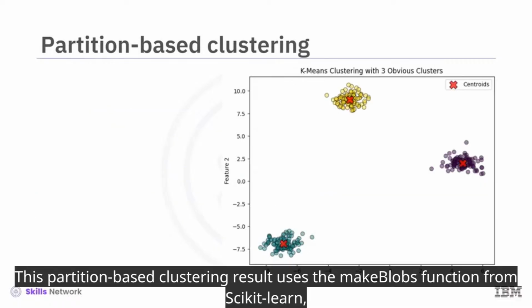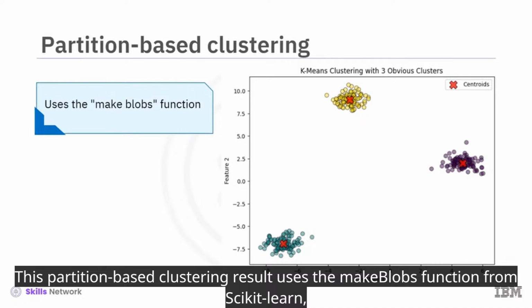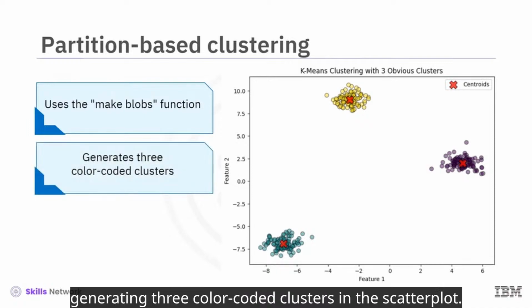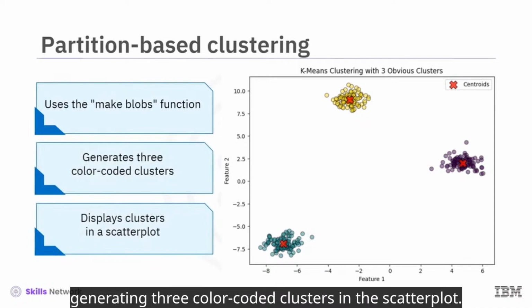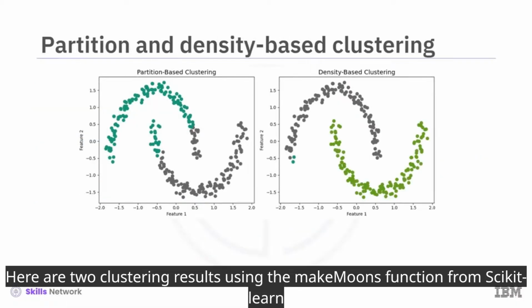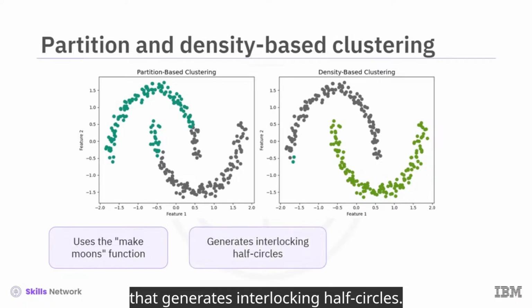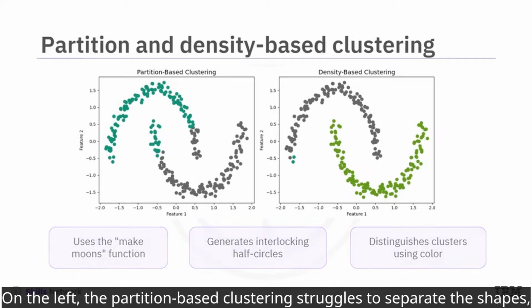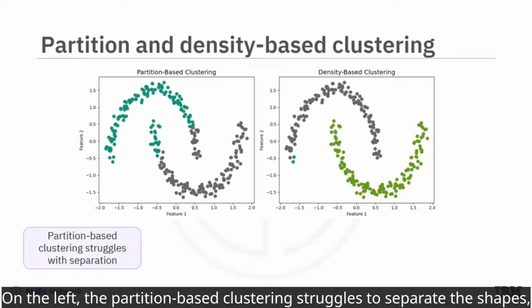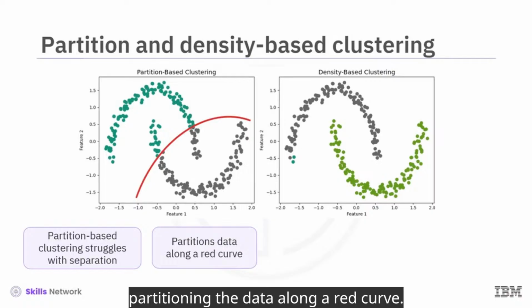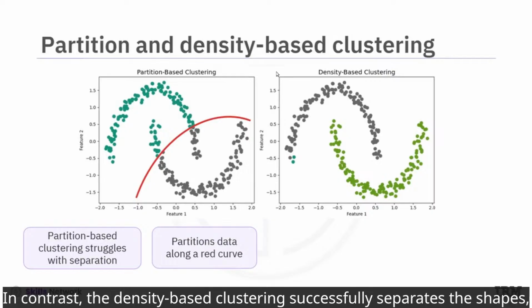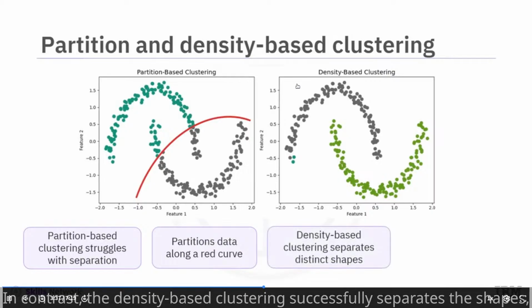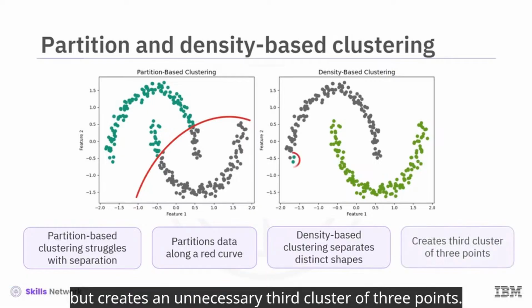This partition-based clustering result uses the make_blobs function from scikit-learn, generating 3 color-coded clusters in the scatter plot. Here are 2 clustering results using the make_moons function from scikit-learn that generates interlocking half circles. Both use color to distinguish clusters visually. On the left, the partition-based clustering struggles to separate the shapes, partitioning the data along a red curve. In contrast, the density-based clustering successfully separates the shapes but creates an unnecessary third cluster of 3 points.